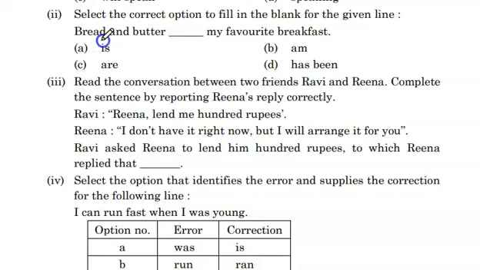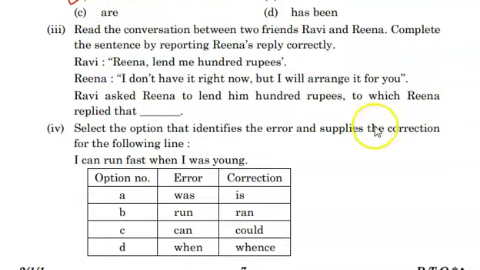Let's do question number 2. Select the correct option to fill in the blank for the given line. Bread and butter, my favorite breakfast. Answer will be is, because when two nouns are connected with and but give a single idea, here the single idea is breakfast, therefore the verb should be singular. Moving on to question number 3.